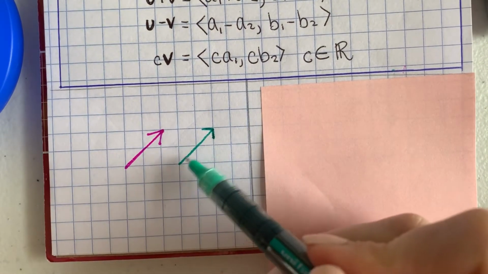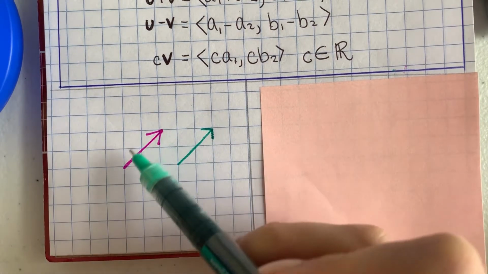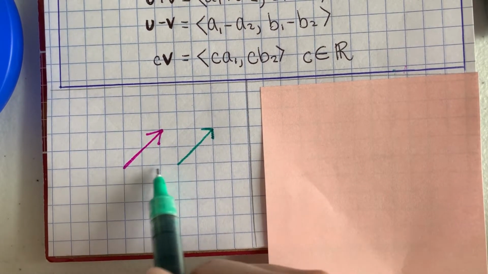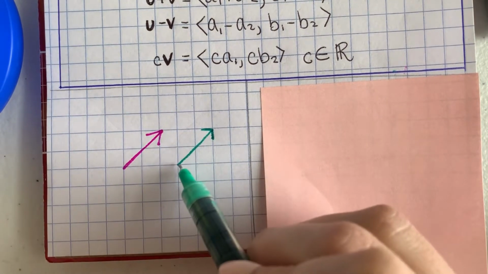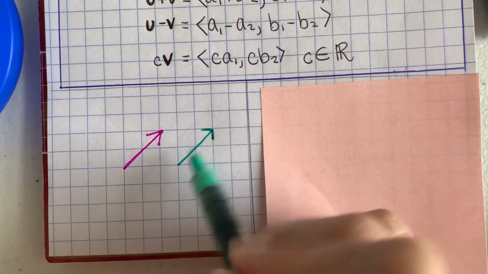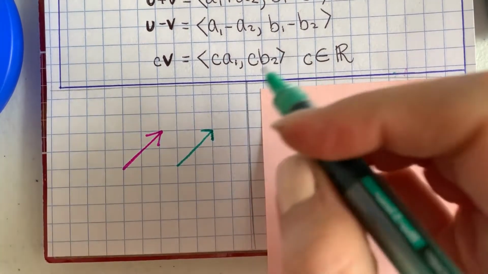I have the same exact length. I went 2 diagonal boxes there. Same exact length, and I'm going the same direction. I'm going 2 to the right and 2 up, 2 to the right, 2 up. Or you could say I'm going northeast, or you could say I'm going 45 degrees. So these are going to be equal.